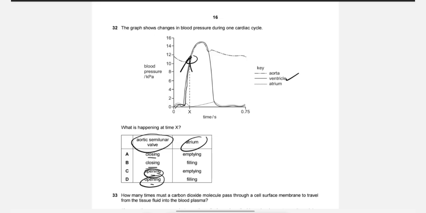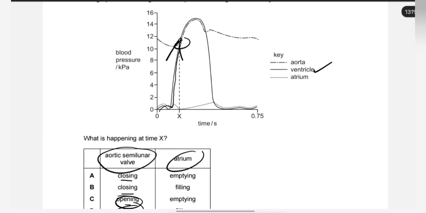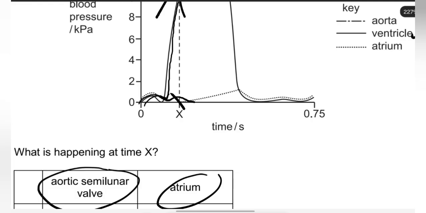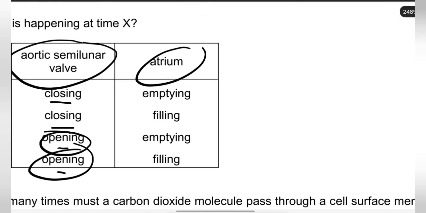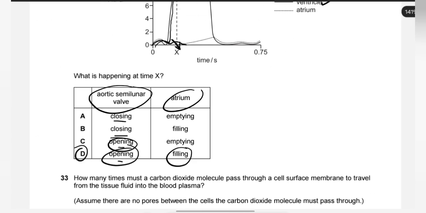Now for the atrium, the pressure is down here, and it starts to decrease. Usually for the atria and the ventricles, when pressure is decreasing, blood is filling, so blood will be getting into the atrium or the ventricles. When pressure is increasing, we know that blood is leaving the atria or the ventricles. So in this case, I will go with filling, and our answer will be D.